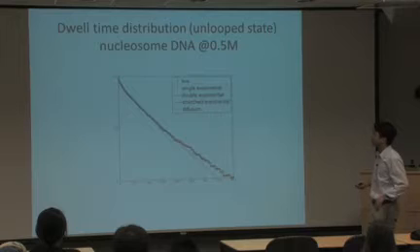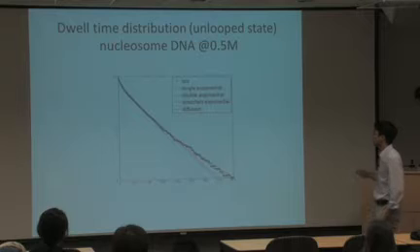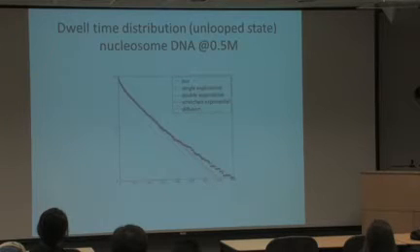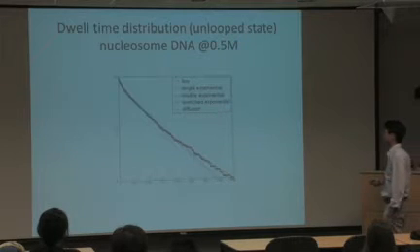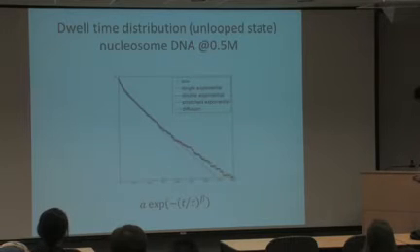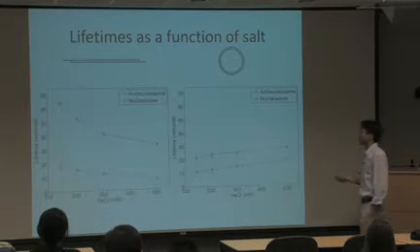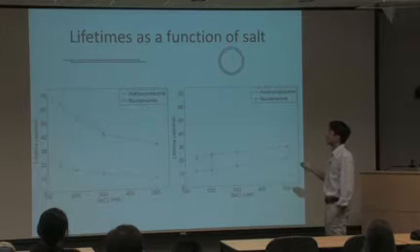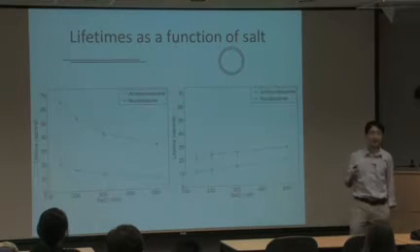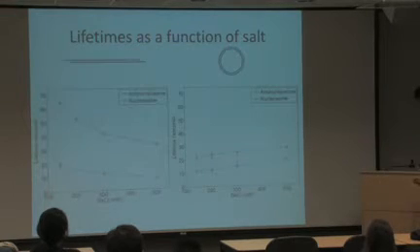However, when you try to fit this to a single exponential, it doesn't fit very well. It doesn't fit even to a double exponential. We see that it fits well to a stretched exponential. And we have models to explain why that is, but I'm not going to get into the details because it's a topic of another talk. So what's important is that we can extract the mean dwell time spent in each state, and those are called lifetimes. So what's plotted here is the lifetime of the DNA molecule in the unlooped state, and this plot is the lifetime of the DNA molecule in the looped state.